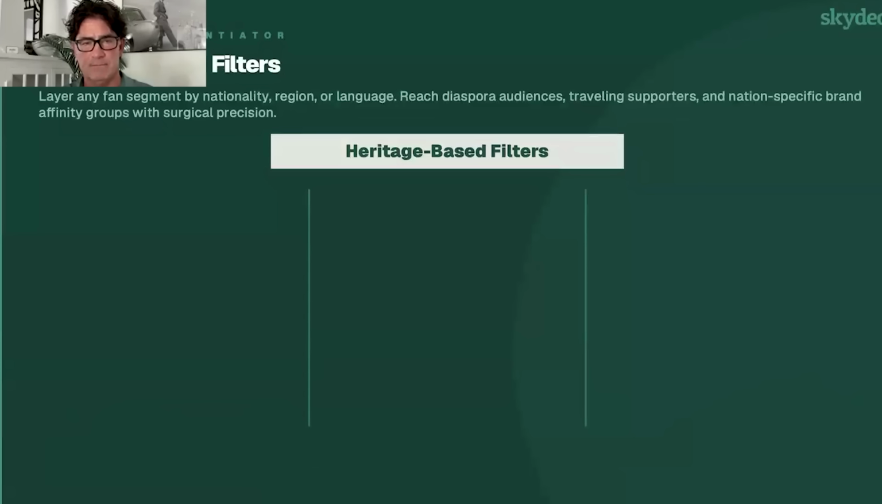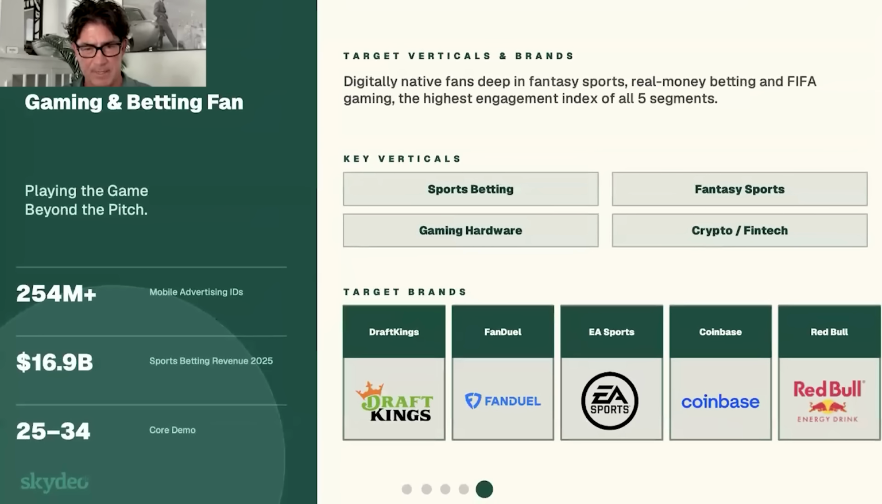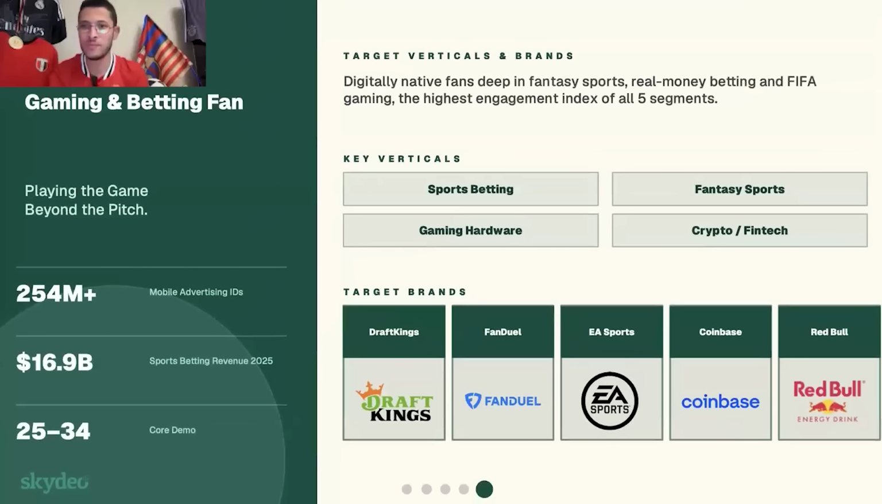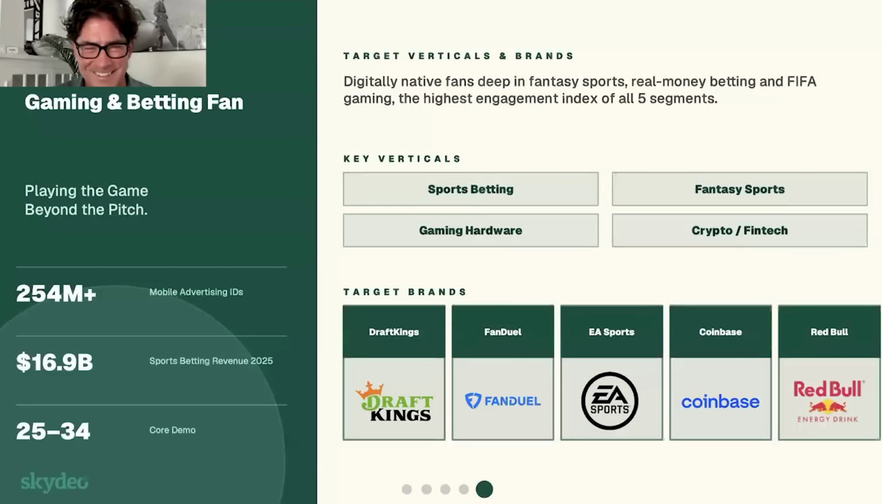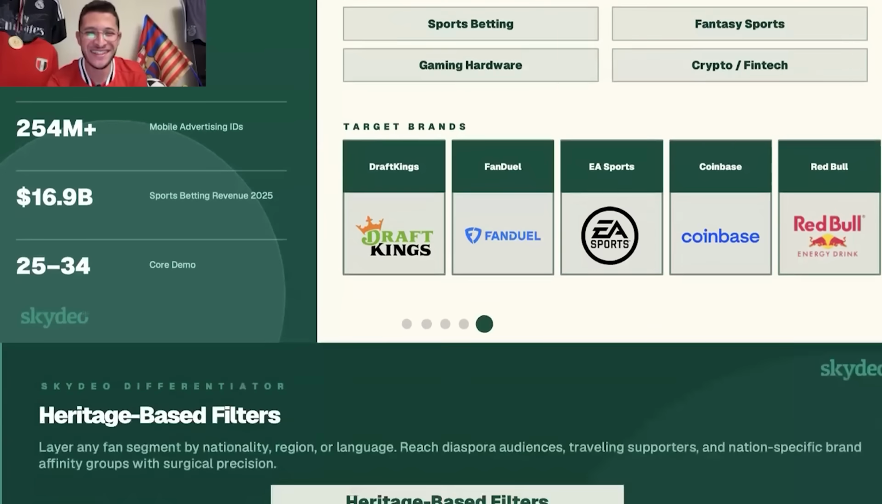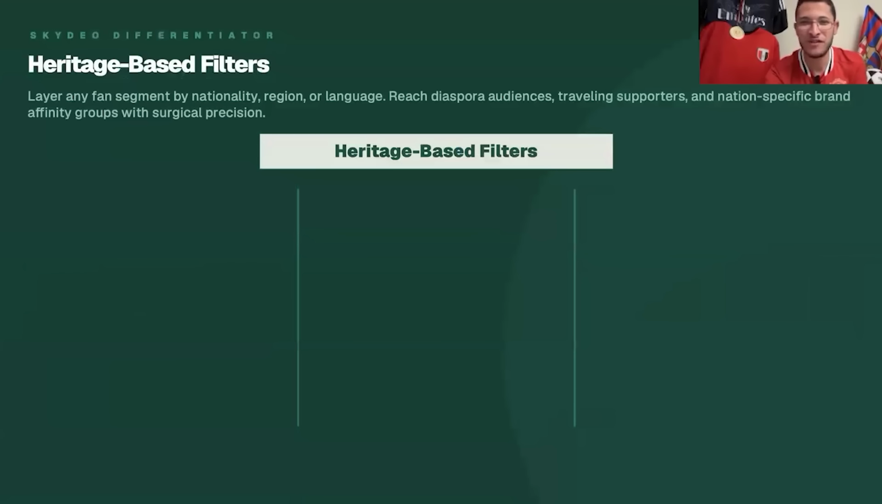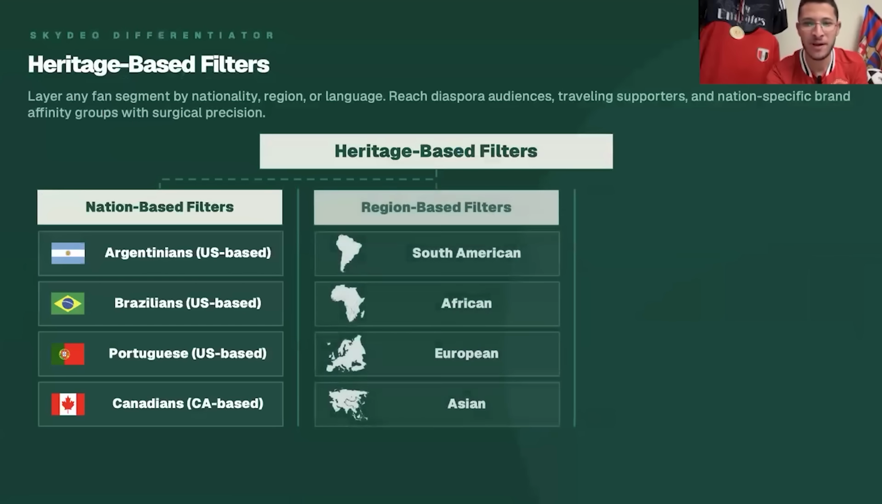So what does that mean for like DraftKings or FanDuel? It's just more people are paying attention because they have money on the game? 100%. They don't care who wins. They just want to win some money. So all right, they're definitely watching these games. Yeah, and again, you could filter by nation, by region.